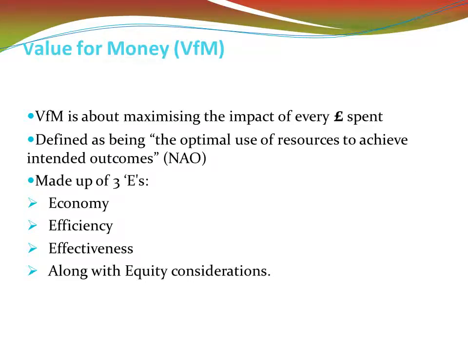Value for money is defined as maximising the impact of every pound or every dollar spent. The National Audit Office defines it as the optimal use of resources to achieve intended outcomes. And the framework for value for money is made up of 3 E's: economy, efficiency, effectiveness. And along the bottom of the framework, which you'll see in the next slide, there are equity considerations.